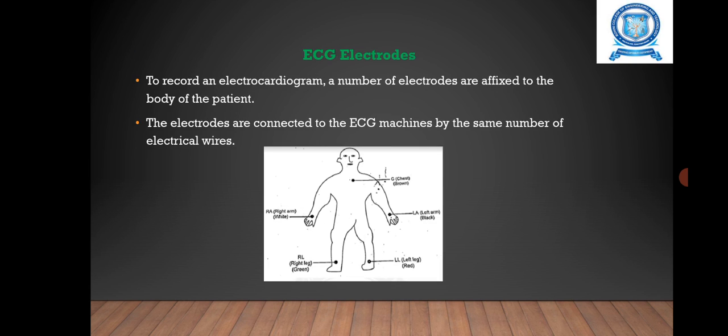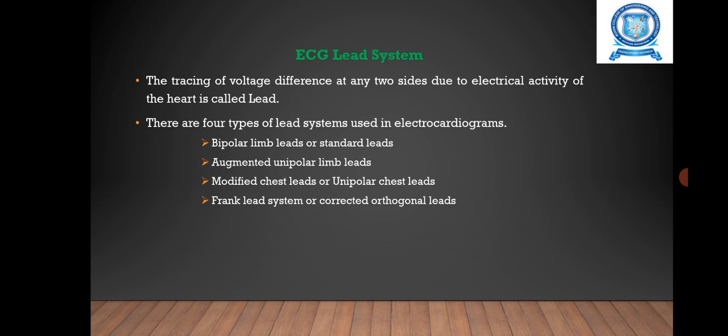Next one is ECG electrodes. To record an electrocardiogram, a number of electrodes are affixed to the body of the patient. Here the electrodes are connected to the ECG machine by the same number of electrical wires. Then only the surface electrodes are used, with jelly as electrolyte between the skin and electrodes. Here each electrode has a separate color, so that you can identify the placement of electrodes.